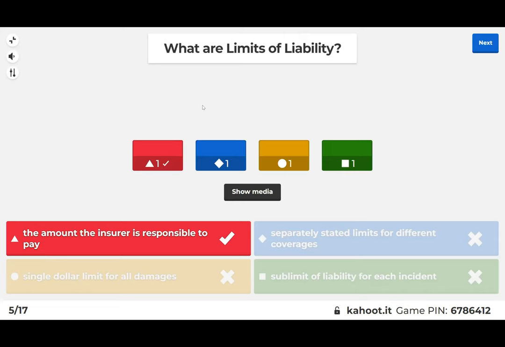The limit of liability for the whole policy would be the aggregate. The limit of liability for each accident would be per occurrence. The limit of liability for each claim would be like an occurrence. So there are multiple limits of liability. It's simply how much do they have to pay for that one thing that we're talking about? That's a limit of liability.